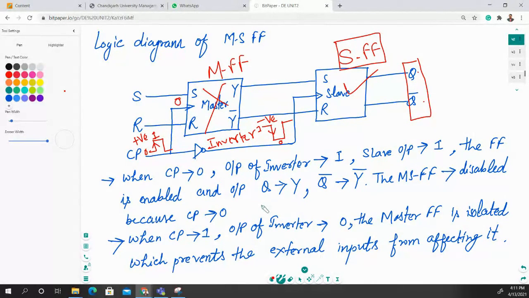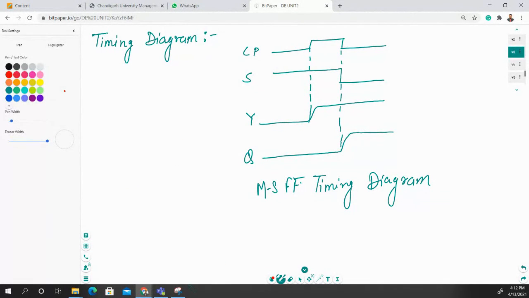Let's consider the second case, when clock pulse is 1. When your clock pulse is 1, then what happens? This particular master flip flop will start, and the output is inverted to 0. The master flip flop is isolated, which prevents the external input from affecting it. Take a look at this particular timing diagram, and you will understand from here.